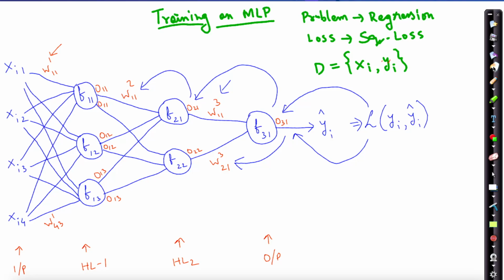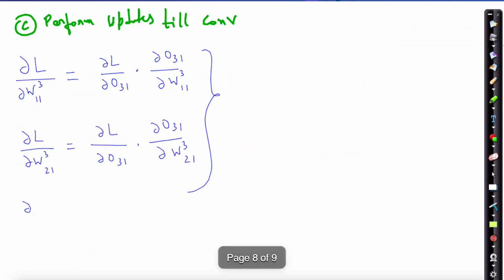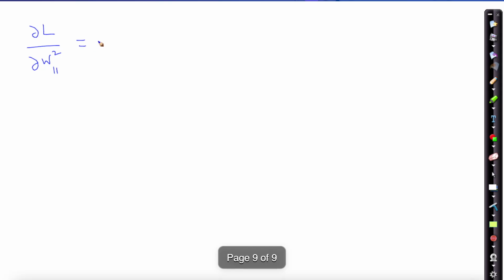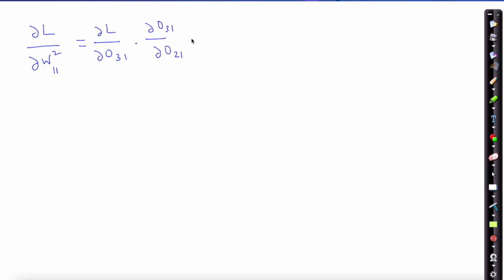Okay. Let's write it. So it will be loss with respect to O31 multiplied by O31 with respect to O21 and O21 with respect to this particular weight W211. Okay, so since there are 3 values here in the chain, we have to multiply three components. Similarly, we can find out for the other values.